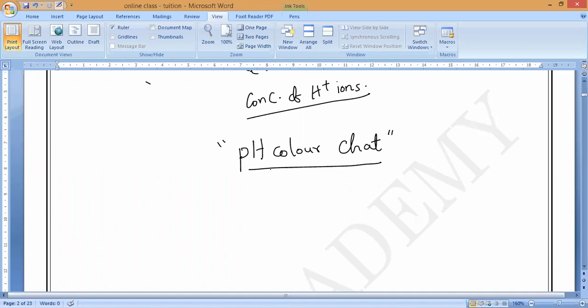Now, if I use this universal indicator on a given substance, based upon the color coding, suppose it turns red, then I will check the pH color chart where the red is. If it is deep red, then the pH value is 1. A pH value of 1 means the given substance is too acidic: a strong acid. That is what you have to remember.